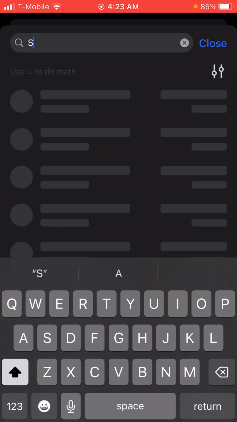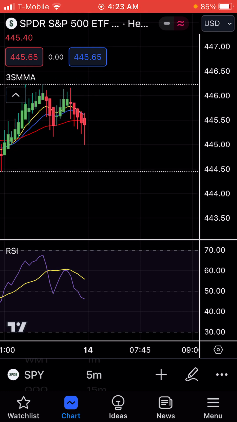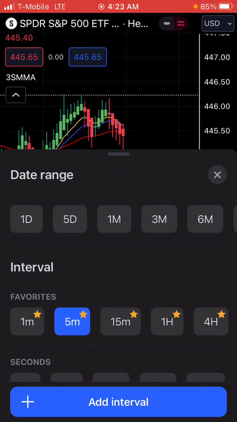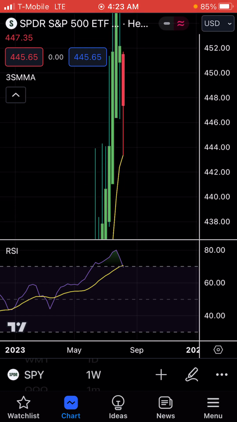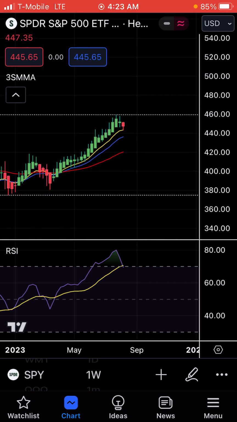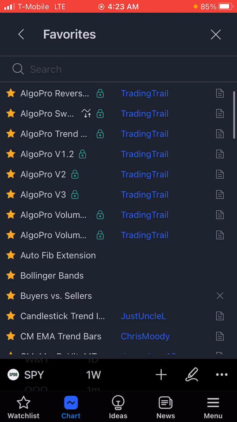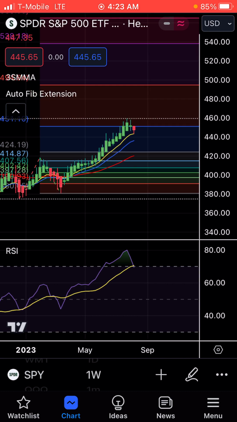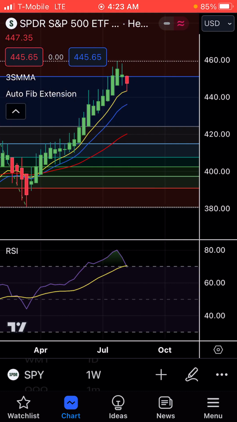But let's real quickly look at this with the stock market. Let's look at SPY real quick. We might be able to do this with SPY, see if we get any good results. I'm going to walk this one through real quick with SPY. So first we're going to look at the weekly. And then we're going to put in our auto Fibonacci right here. Now, I haven't really tested that with the stock market, but I think it would perform really well.